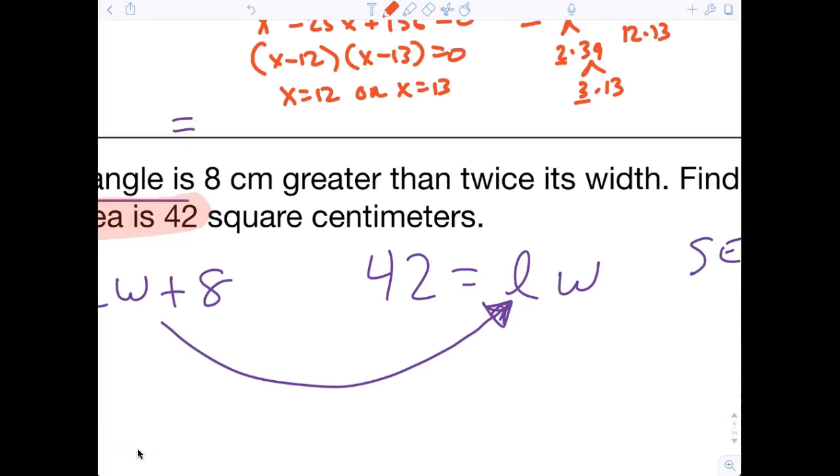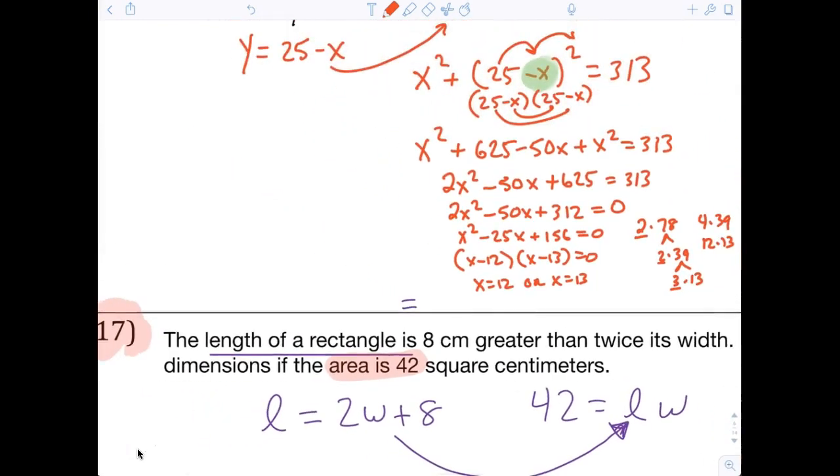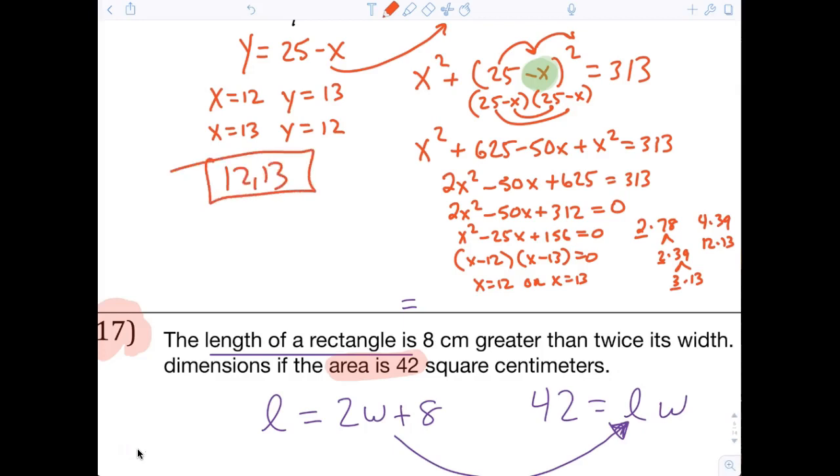13. Now why is it 13? Because we plugged 12 into our equation, 25 minus x. So if x is 12, then y is what? 13. Or when x is 13, then y would be what? All right? So do I have to write both those numbers? No. The answer is what? 12. The numbers 12 and 13 satisfy that.